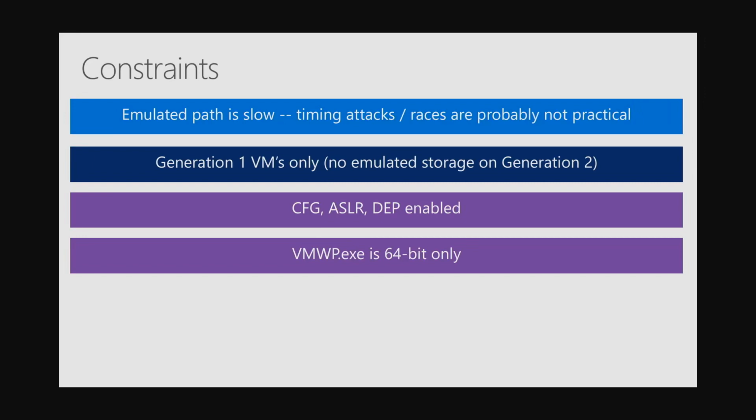And of course, the VM worker process is running with control flow guard and ASLR and DEP enabled. And it is only a 64-bit process. You cannot have a 32-bit Hyper-V host, so the VM worker process will never be 32 bits. And that's a little bit unfortunate for me, because if it was a 32-bit process and I have full control over a 32-bit unsigned index, then I would just immediately have a full read-write primitive over the entire virtual address space of the process. But that's not the case here.